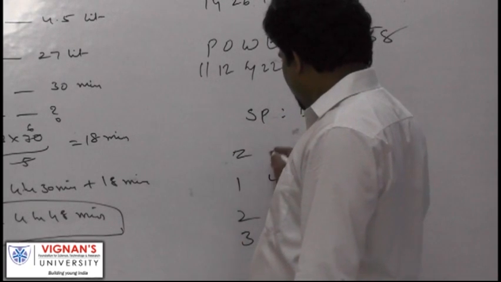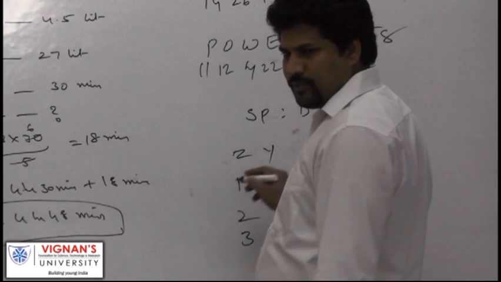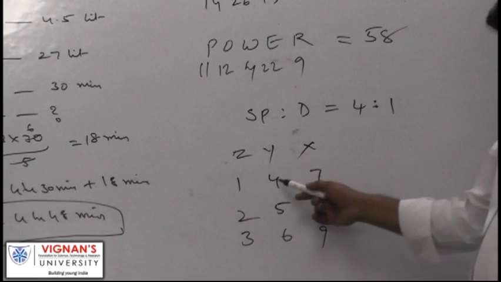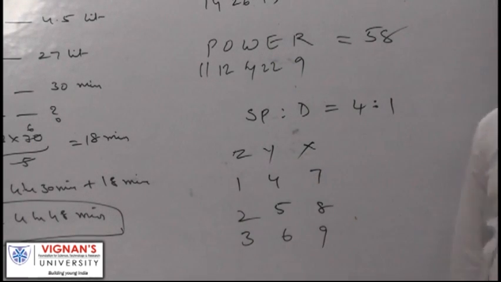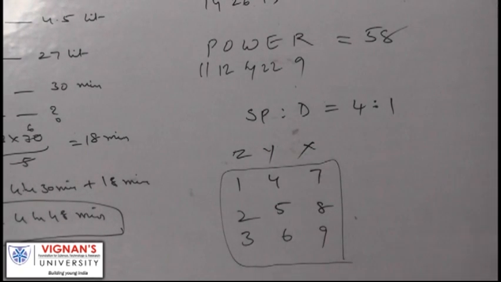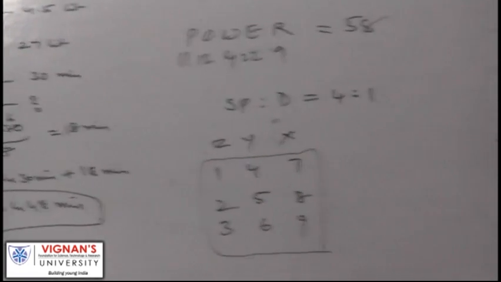X is 3 more than Y, Y is 3 more than Z. So this is Z, Y, X. How many numbers are possible? There are 3 3-digit numbers possible. So can we answer from data 1 alone? We can't answer. Forget about this.